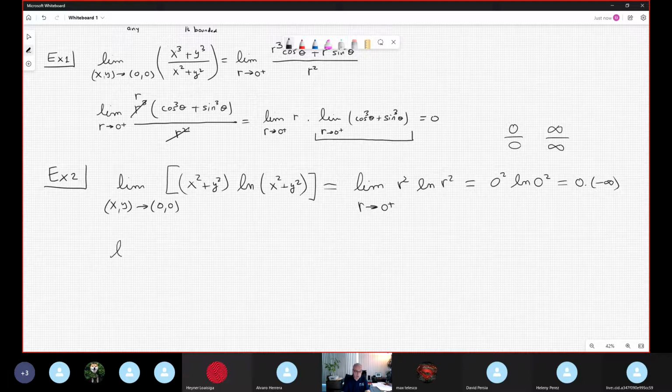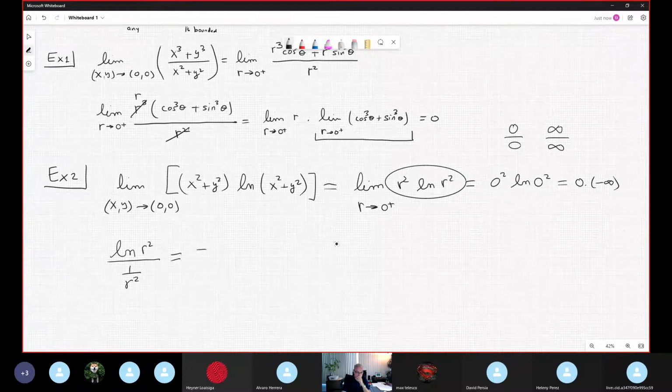I take the natural logarithm of r squared over 1 over r squared. I move this square to the bottom, like a reciprocal. I'm plugging in again. I omit the word limit because I want to focus on that part. So now, one more time, we have minus infinity when you plug in r.